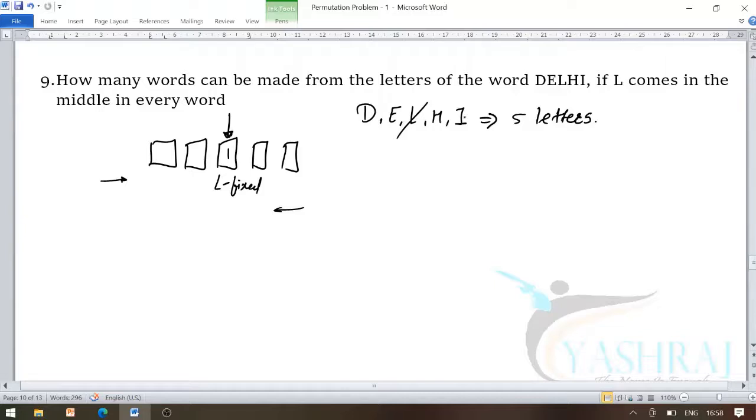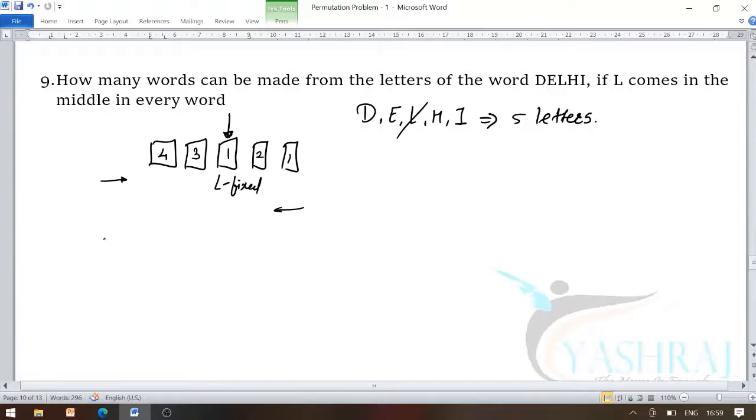Now we remained with the 4 letters. So among them, any one letter can be filled in the first box. So to fill up the first box, we have 4 ways. Now we remained with 3 letters. Keep in mind, to fill up the second box, we have 3 ways, while to fill up the fourth box, we have 2 ways. And to fill up the last box, we have only 1 way.